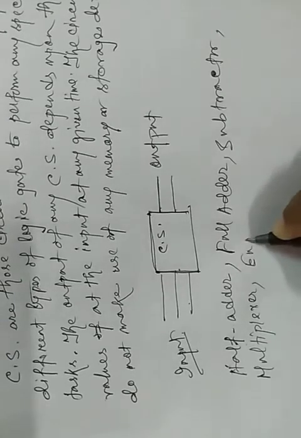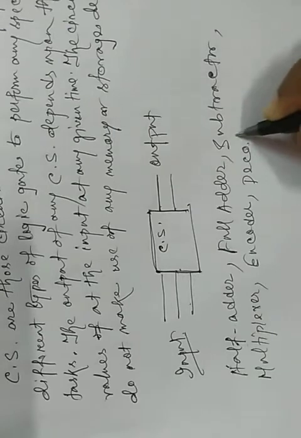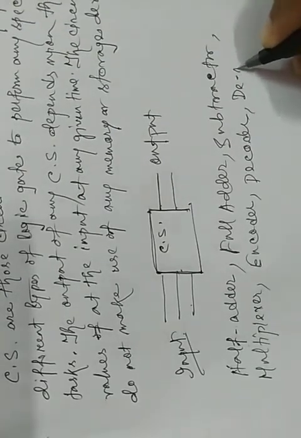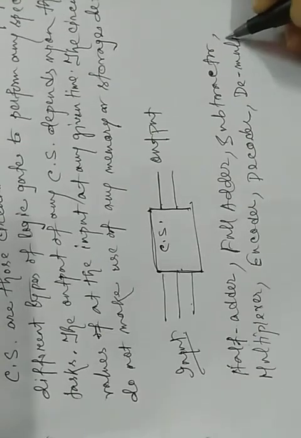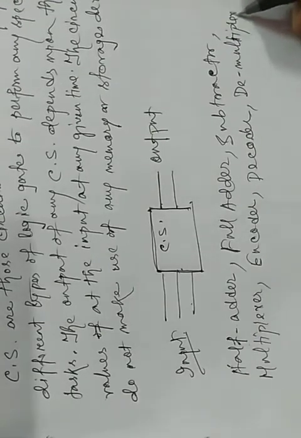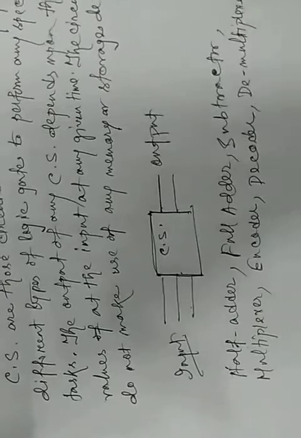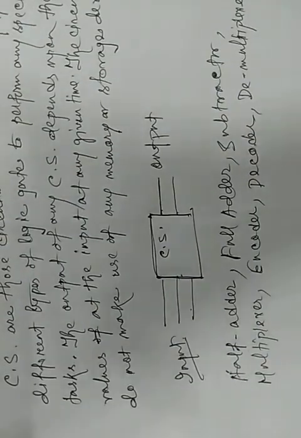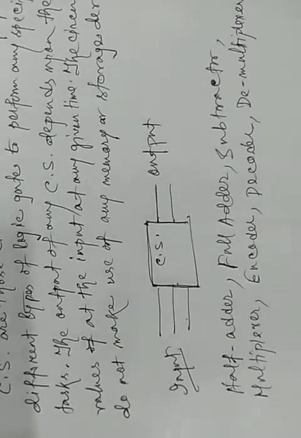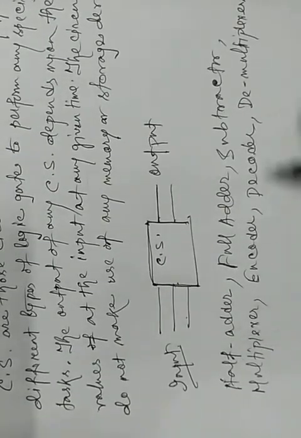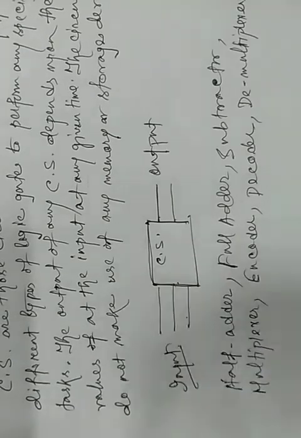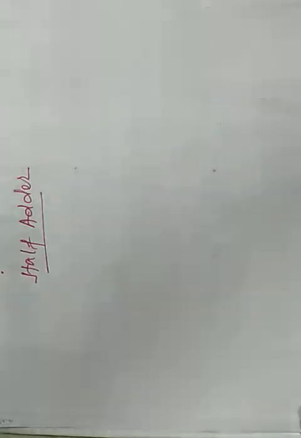Then multiplexer, then encoder, decoder, demultiplexer. So these are all combinational circuits, and we are going to learn about each circuit one by one. Okay, now let us start with the half adder.